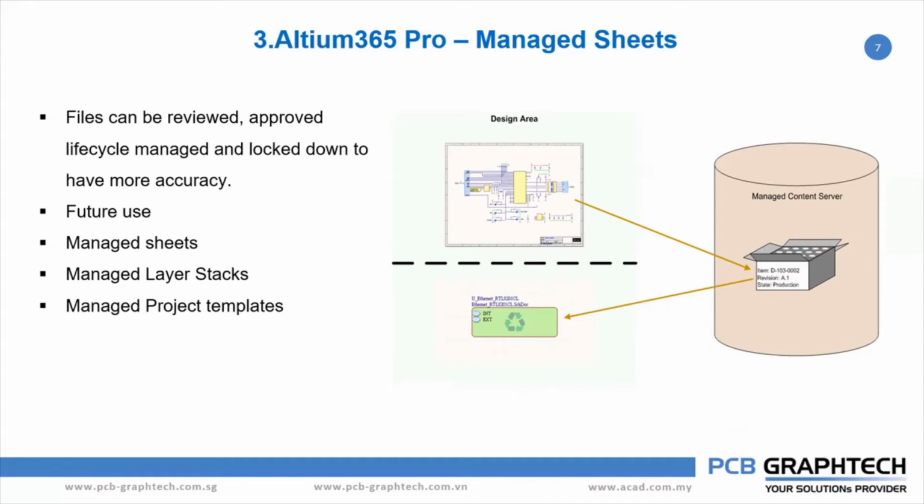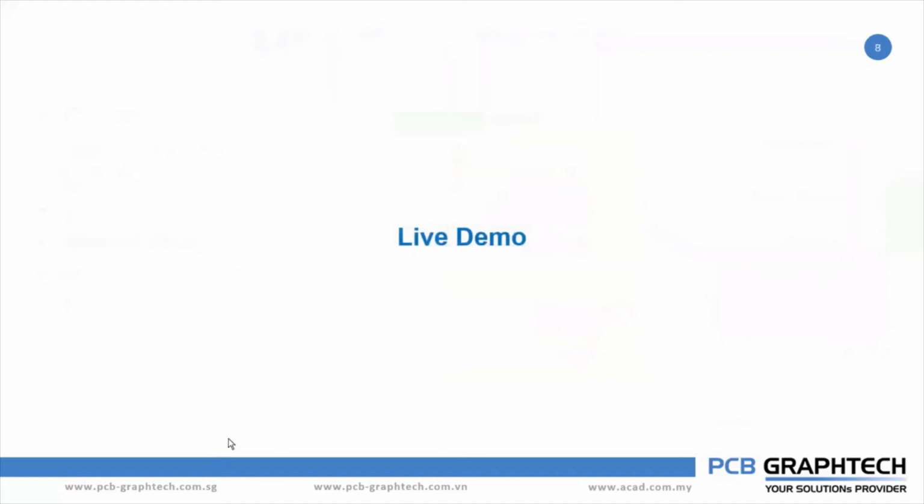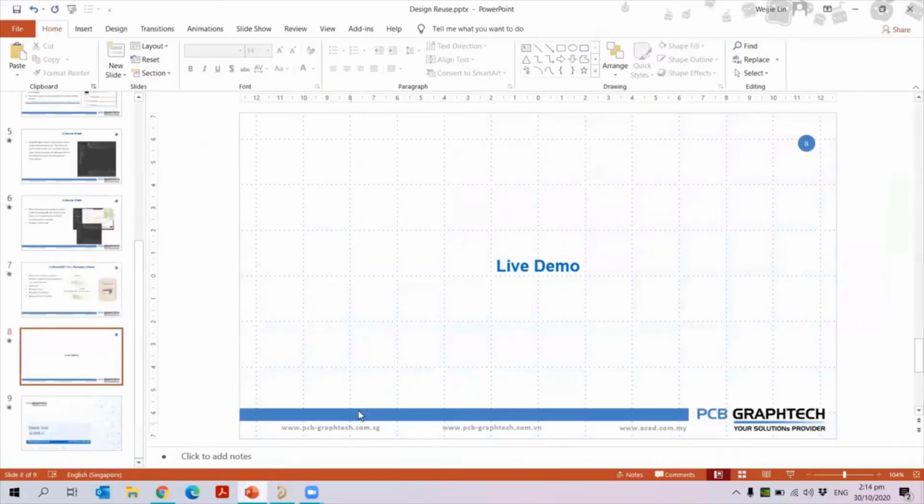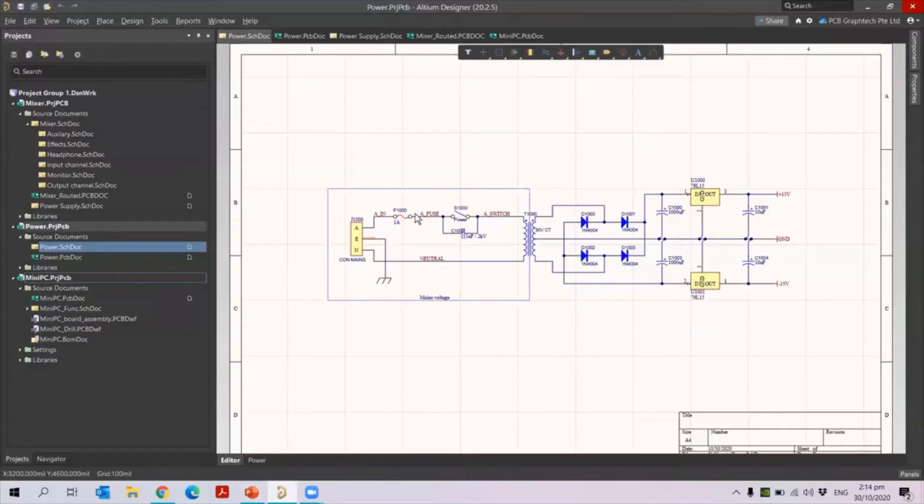So now let us go for the demo. I will show you how to do the demo. First I'm going to do the demo for the snippets. To do the demo, first I have a document here, and I'm going to copy this for my snippets.